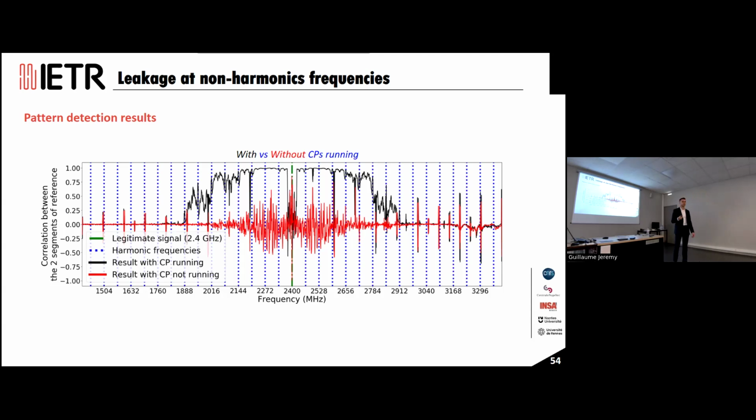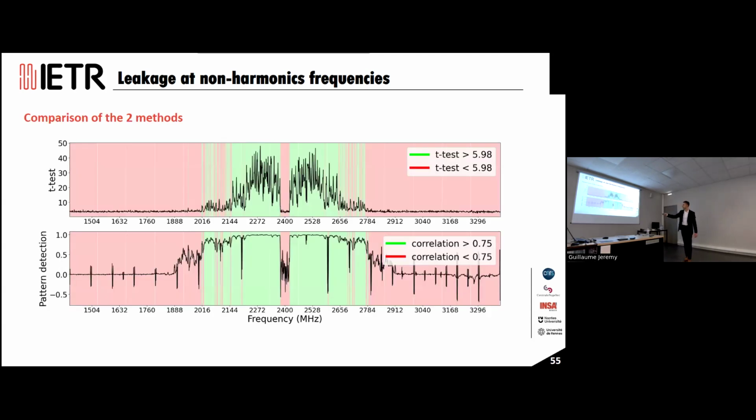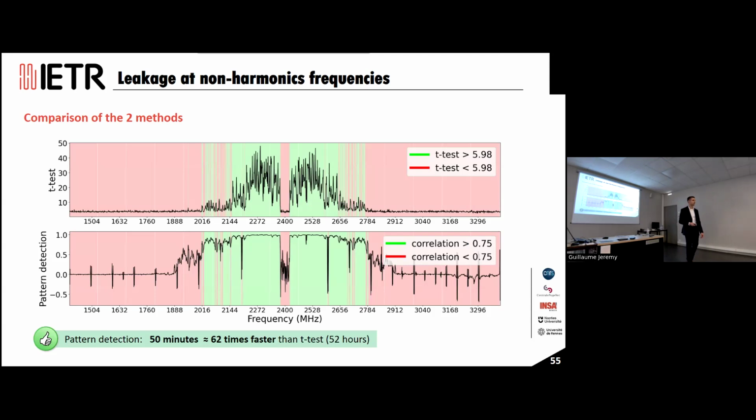And with this condition, we can compare the result from the t-test with the pattern detection. Here we highlight in green all the frequencies where the leakage has been detected as being present, and we can observe that the two methods can detect the leakage over the same range of frequency. But with pattern detection, we needed less than 1 hour to perform the same experiment, so we save a lot of time.